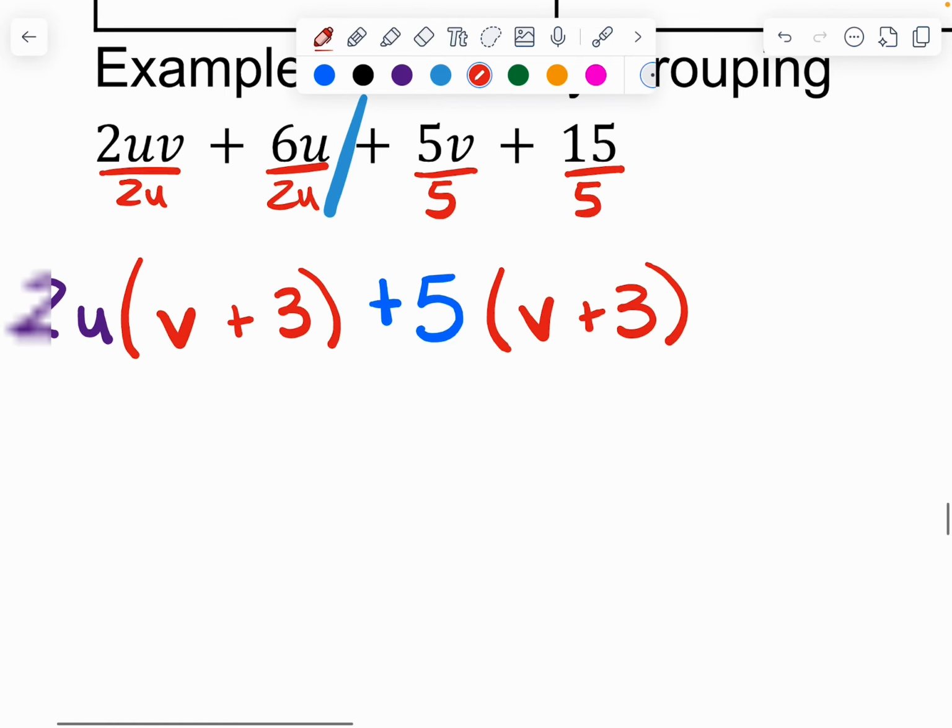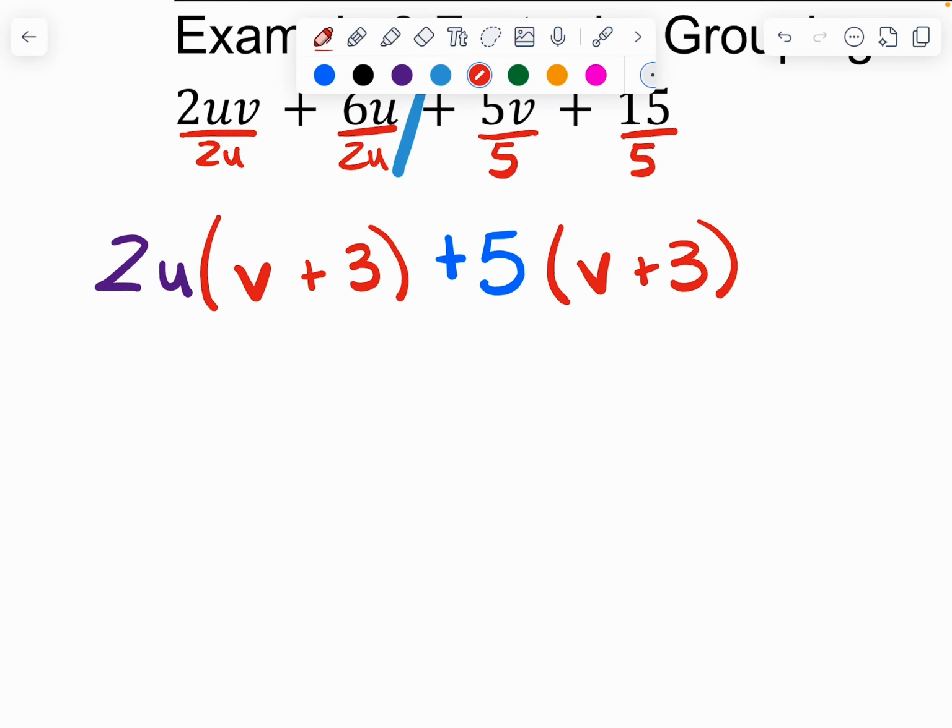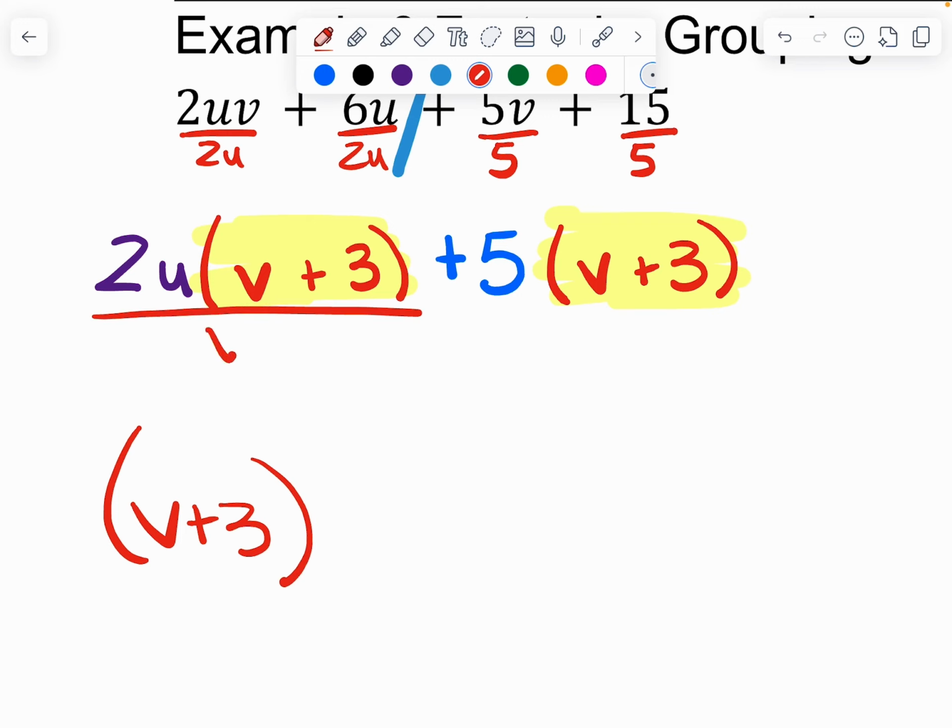Now, if I'm looking at this, do you notice that these are exactly the same? So that's what's in common with this. So I'm going to take that out. I'm going to factor that out. That means if I divide this by this right here, these cancel.